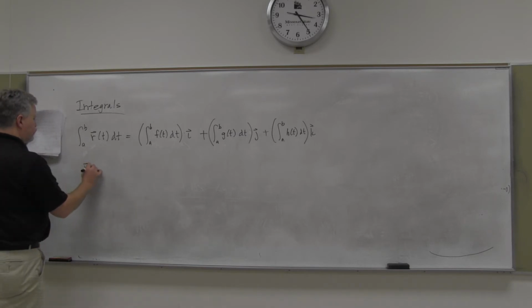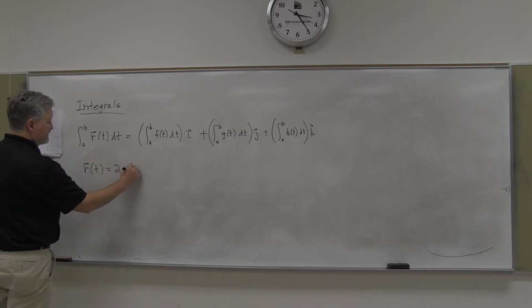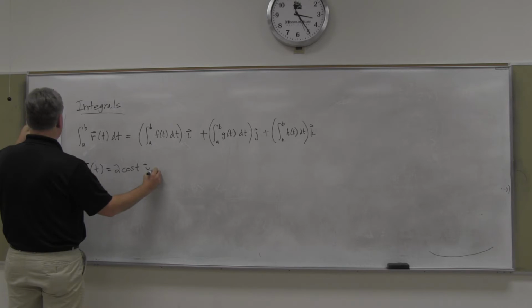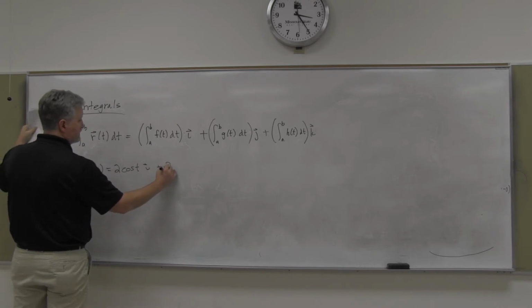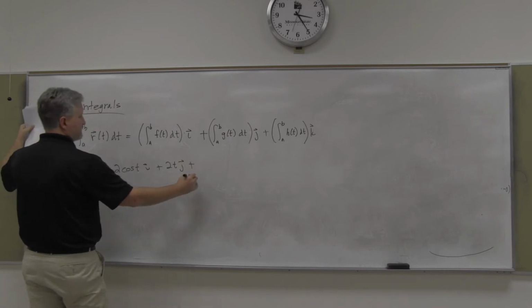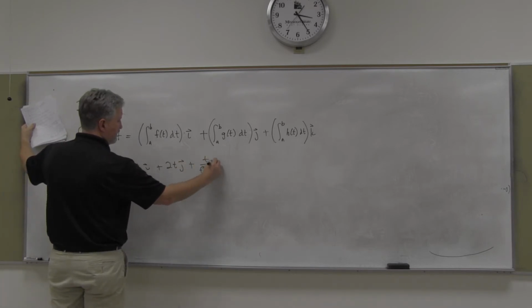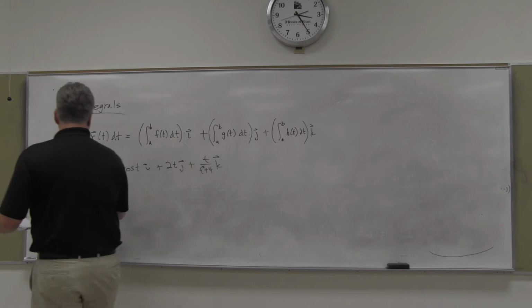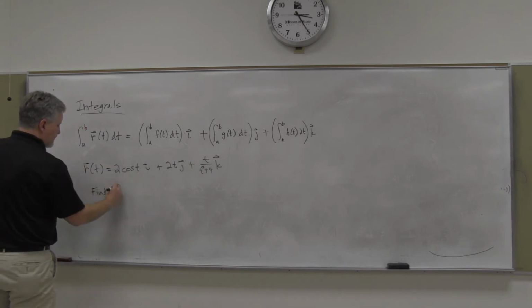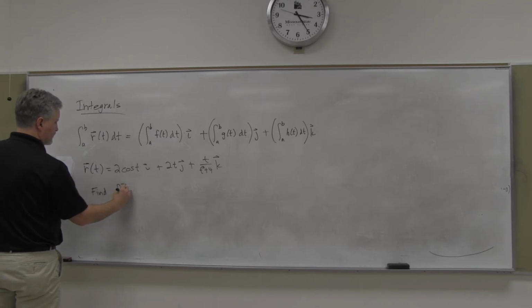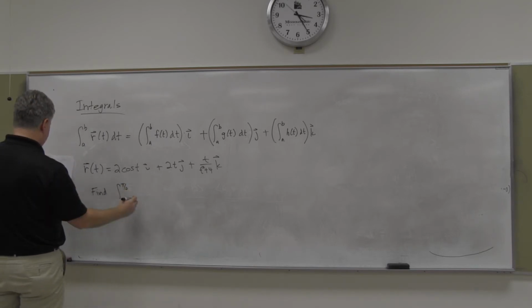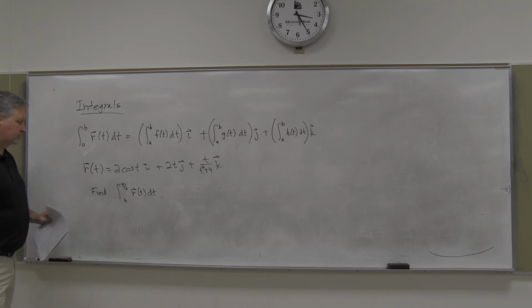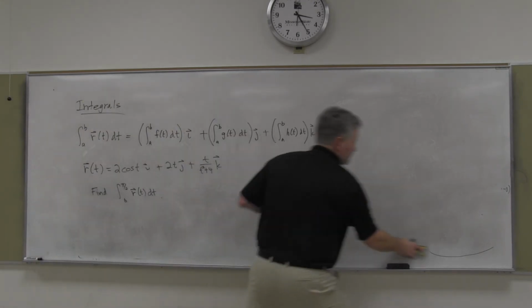So let's say I've got r of t is 2 cosine t i, 2t j, plus t over t squared plus 4 k. So let's find the integral from 0 to pi over 2 of r of t dt.